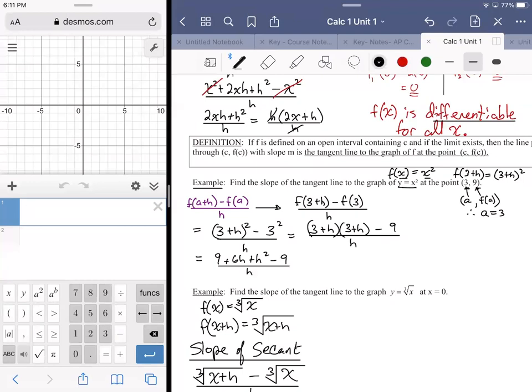All right, so just foiling it out, but then we would cancel the 9 with the negative 9, ending up with 6h plus h squared over h, which in turn, when you factor out the h on the top, 6 plus h over h, would give you 6 plus h.